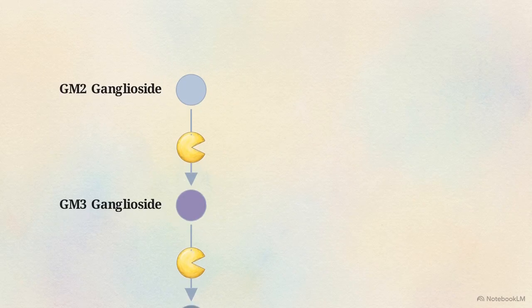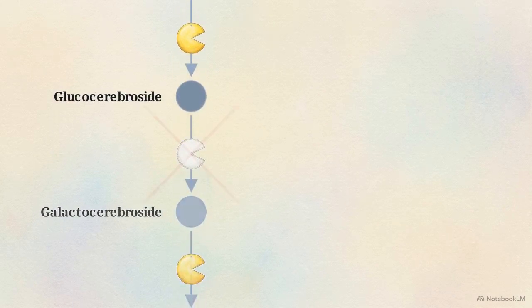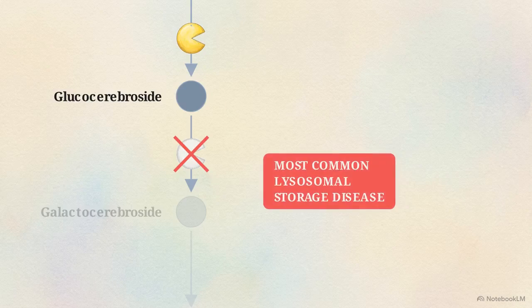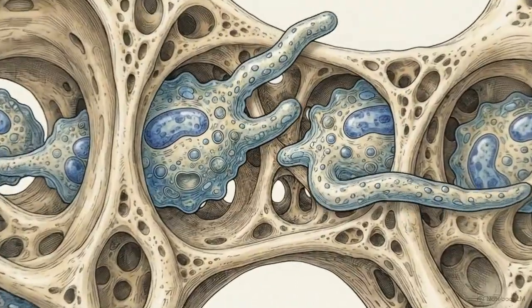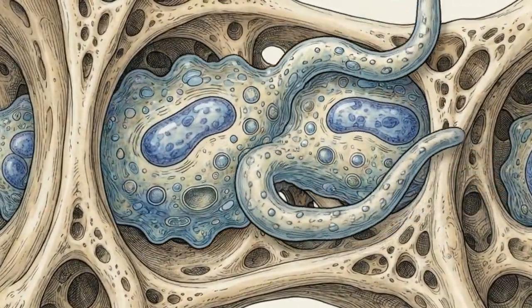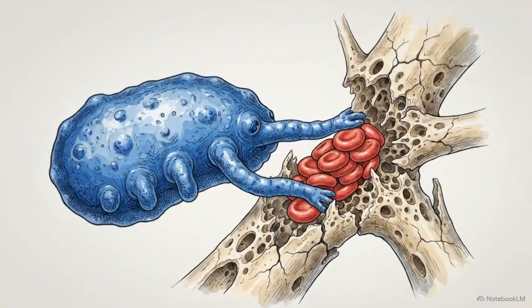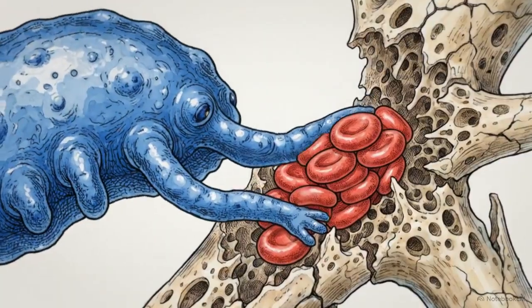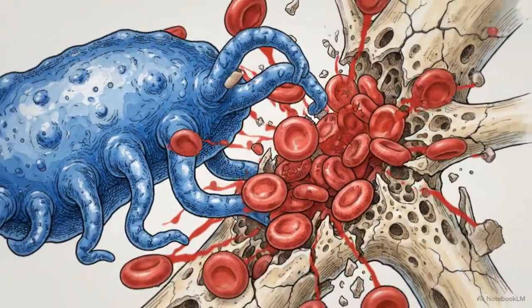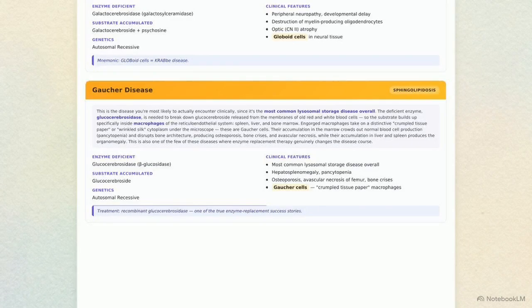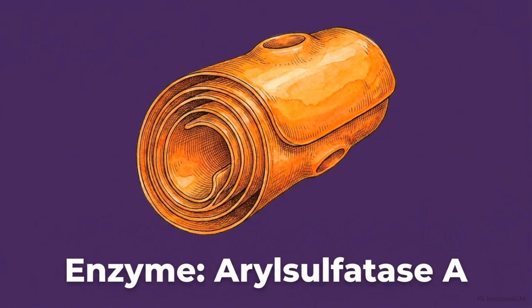Moving further down the map, we hit Gaucher disease. This is the single most common lysosomal storage disease, caused by a deficiency in glucocerebrosidase. Specifically, the unprocessed substrate, glucocerebroside, piles up directly inside the macrophages of the spleen, liver, and bone marrow. As they crowd the marrow, they disrupt normal blood cell production and bone architecture, causing pancytopenia and severe osteoporosis. Under a microscope, these engorged Gaucher cells take on a highly distinctive cytoplasm, routinely described by pathologists as resembling crumpled tissue paper.